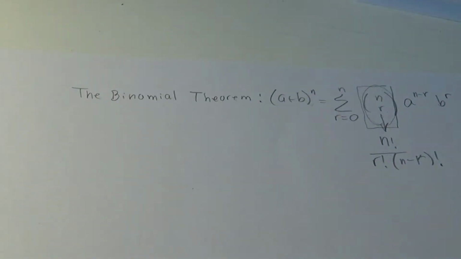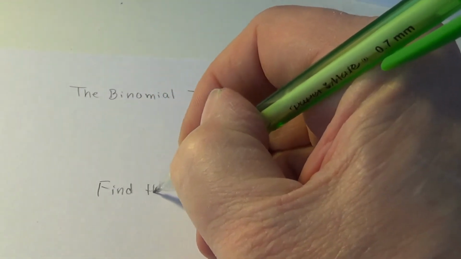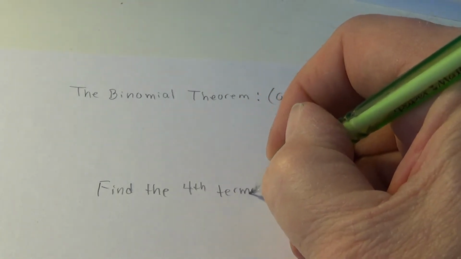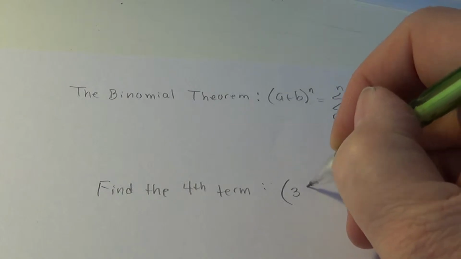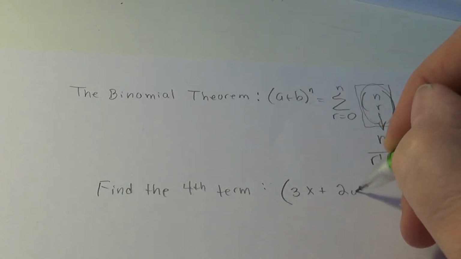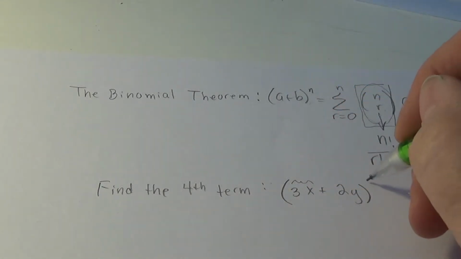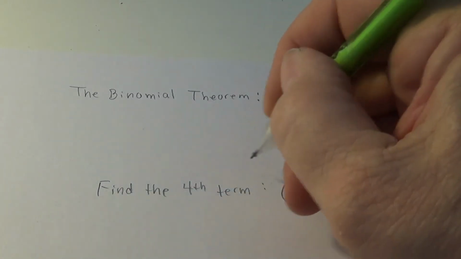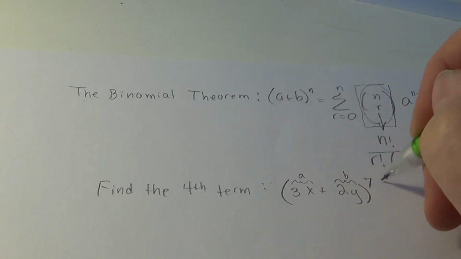So keeping that mostly in view, I want to find the fourth term. And the expression I'm going to find the fourth term of, I want to use the binomial theorem. So I want to recognize I'm raising this to the seventh. So our a is the 3x, the b is 2y, and this 7 is our n.